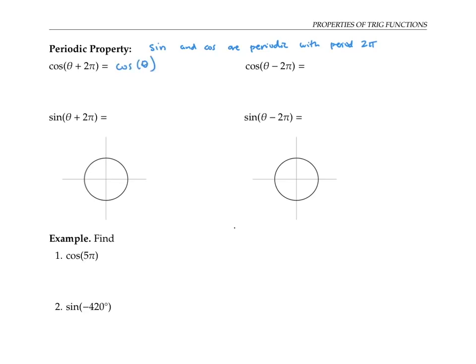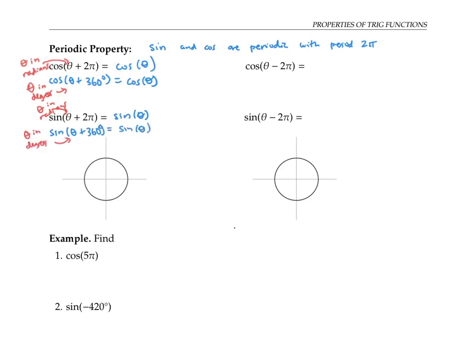So when we write this down, we're assuming that theta is measured in radians. If we want to measure theta in degrees, the similar statement is that cosine of theta plus 360 degrees is equal to cosine of theta. We can make the same statements for sine. Sine of an angle plus 2 pi is equal to sine of the original angle, here the angle being measured in radians. If we want to measure the angle in degrees, the statement is that sine of theta plus 360 is equal to sine of theta.